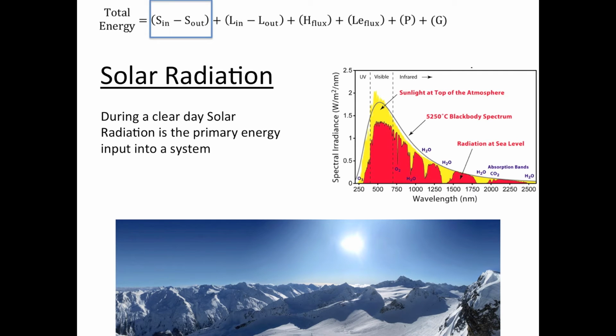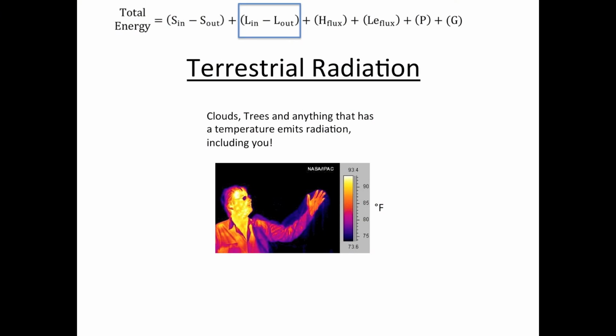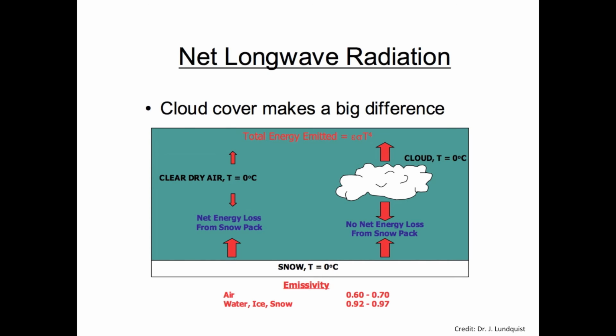On a sunny day, the main component to the energy balance equation is solar radiation, and a lot of the energy that is received by the snow is then reflected because of snow's high albedo. Terrestrial radiation is emitted by anything that has a temperature, including you and me, and even clouds and trees. Terrestrial radiation is typically less than the solar radiation term, but can still be important. For instance, on cloudy days, radiation is absorbed by the clouds and re-emitted more efficiently back towards the snowpack than on a clear day.